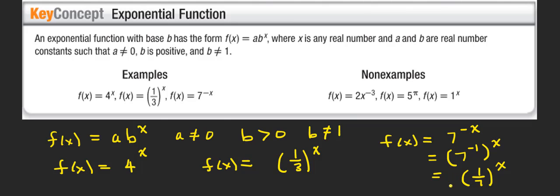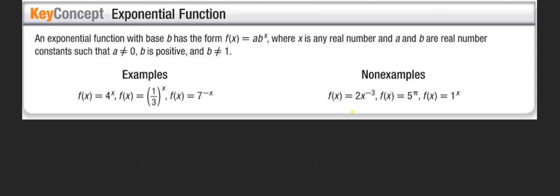So what is your a again? A is 1, b is 1 over 7, which is positive and not equal to 1. And you have a variable, x, as an exponent. So all these three are examples of exponential functions.